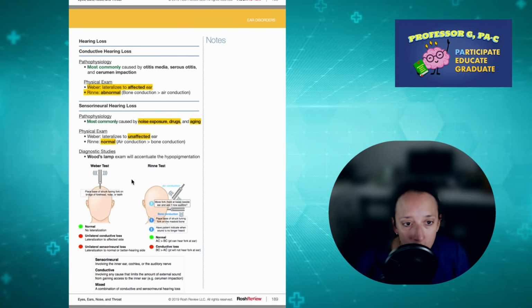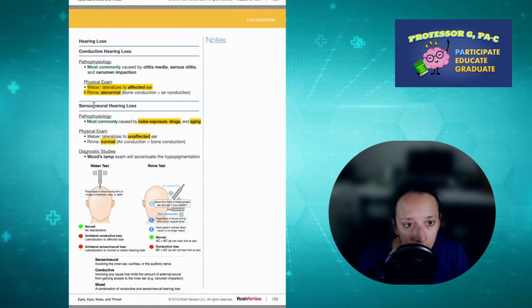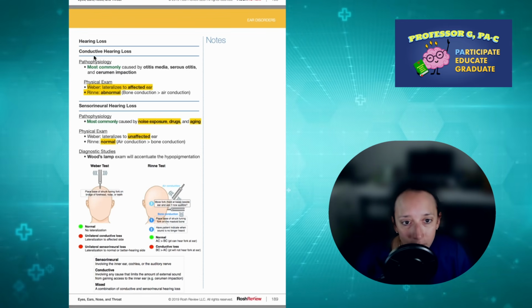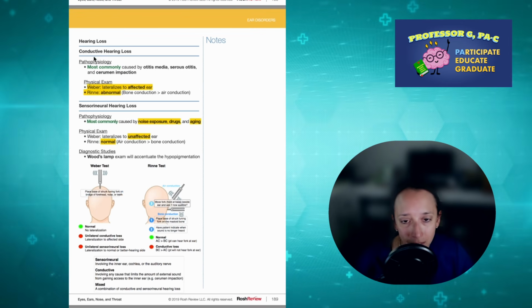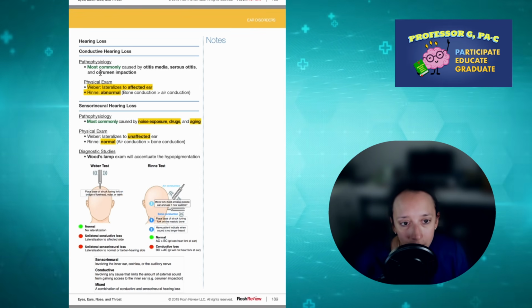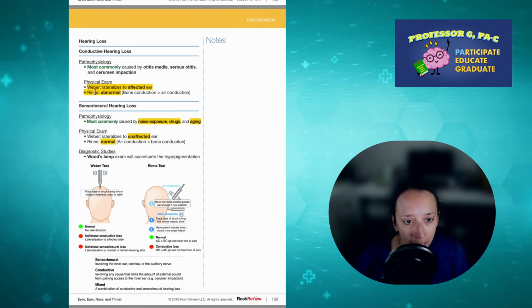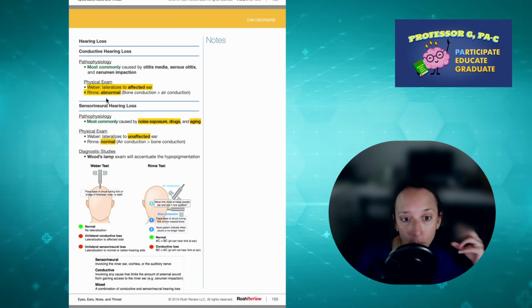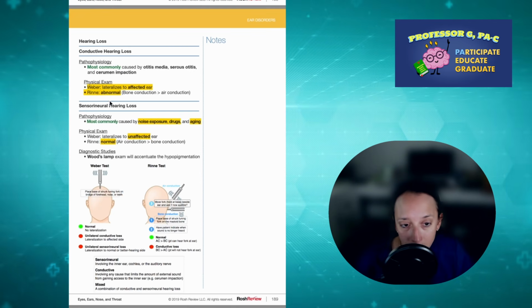As far as hearing loss, you need to compare conductive and sensorineural. So conductive most commonly is going to be cerumen impaction, things caused by otitis media, serous otitis in younger kids. And on physical exam, we need to compare the Weber and Rinne. So Weber is going to lateralize to the affected ear. Rinne is going to be abnormal. So bone conduction is going to be greater than air conduction.